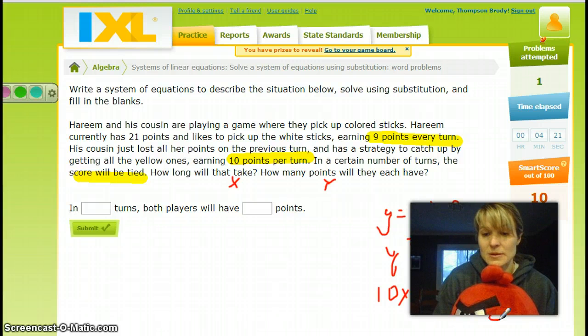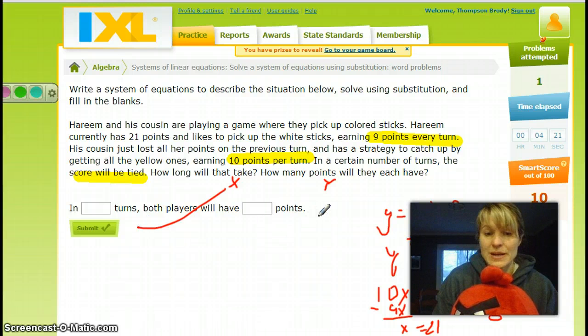And I want to get the x's together, so I'm going to subtract 9x here. And it's going to give me 0. And I'm going to subtract 9x here. And that's going to give me 1x, or x, equals 21. So we know x, how long will it take, is going to be 21. And then 21 turns.